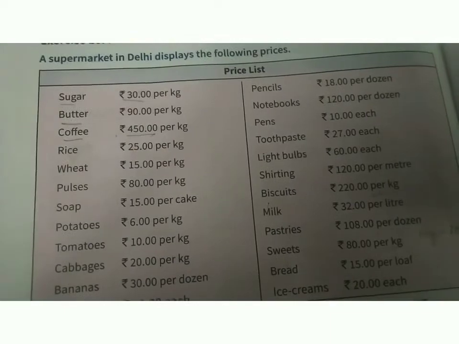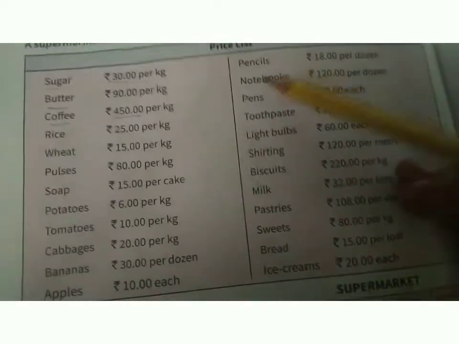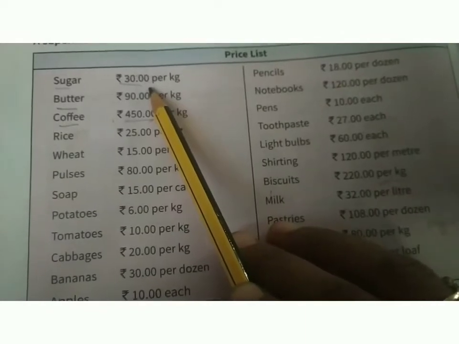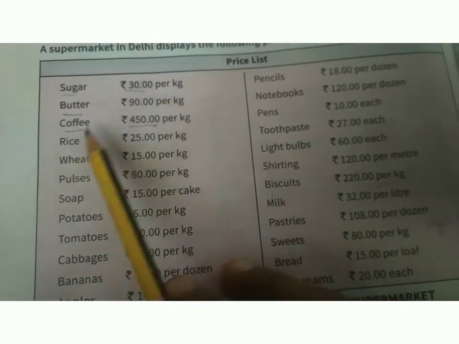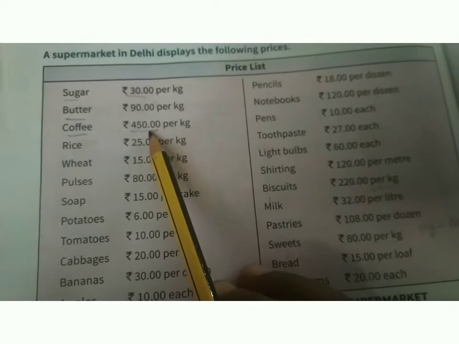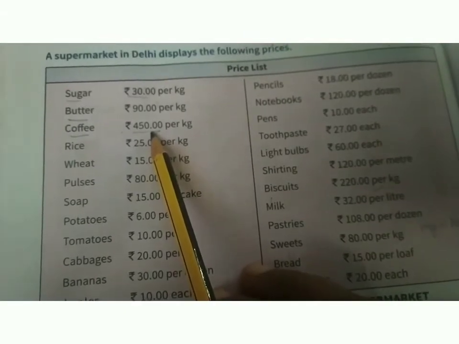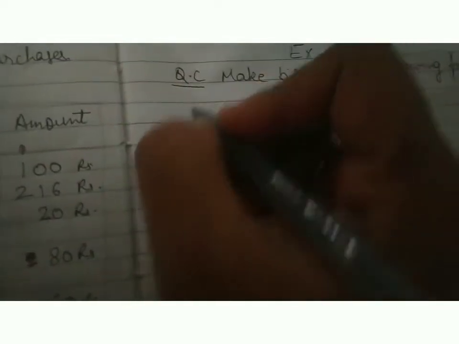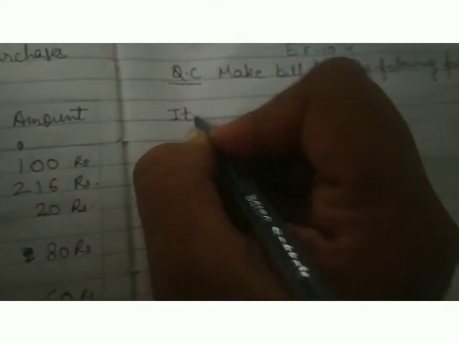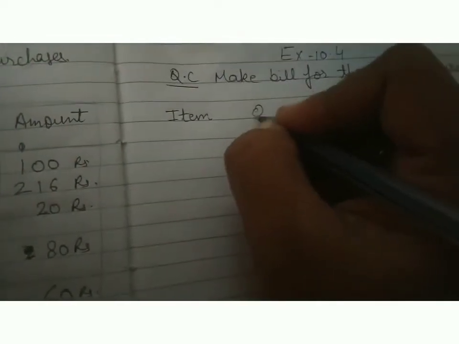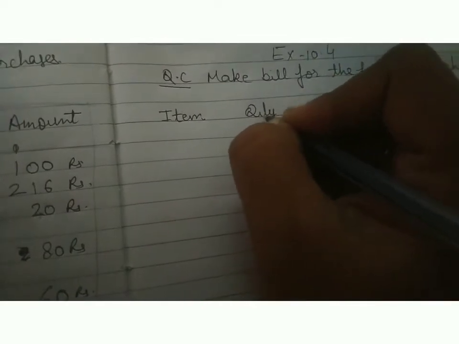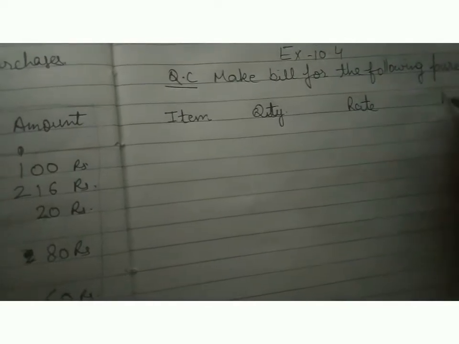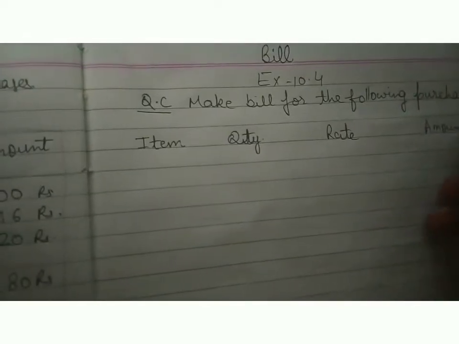So children, here you can see the supermarket list. Here the price list is given. Sugar 30 rupees per kilogram, butter 90 rupees per kilogram and coffee 450 rupees per kilogram. So let's start. Let's make the bill. Children, for making a bill, I have to first write down here item, then quantity, then rate, and in the last I have to write amount.